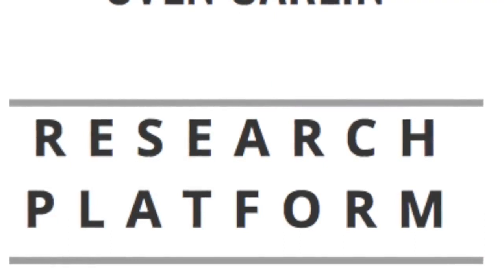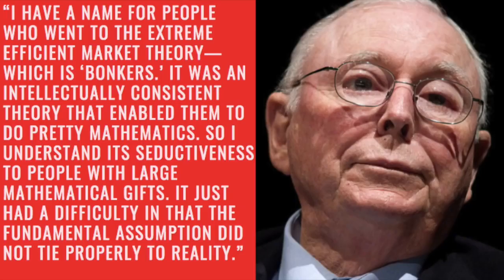I'll finish with Munger. I have a name for people who went to the extreme efficient market theory, which is bonkers. It was an intellectual, consistent theory that enabled them to do pretty mathematics, so I understand its seductiveness to people with large mathematical gifts. It just had a difficulty in that the fundamental assumption did not tie properly to reality.